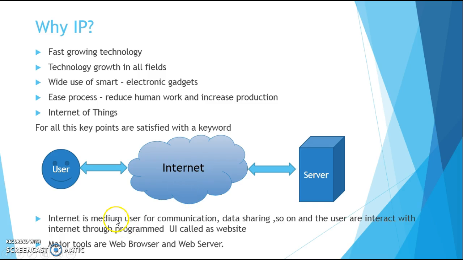The internet is a medium used for communication, data sharing, and so on. Users interact with the internet through a programmed user interface called a website. We are all very familiar with the train ticket booking website www.irctc.co.in. That was created by a set of programming and displayed in your browser for ticket booking.